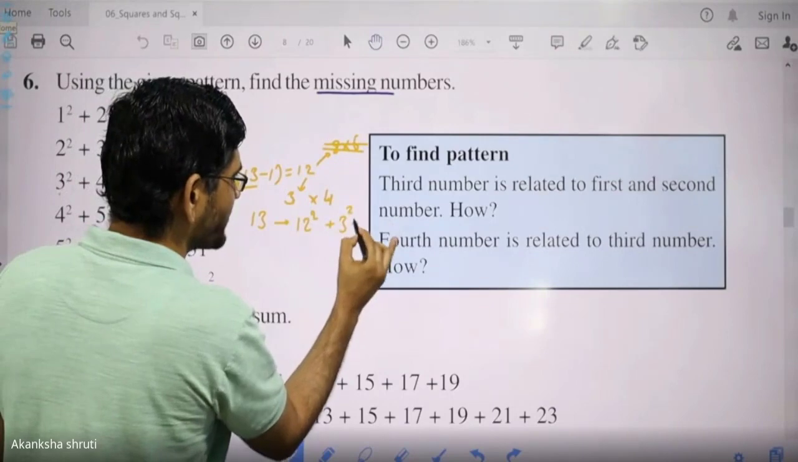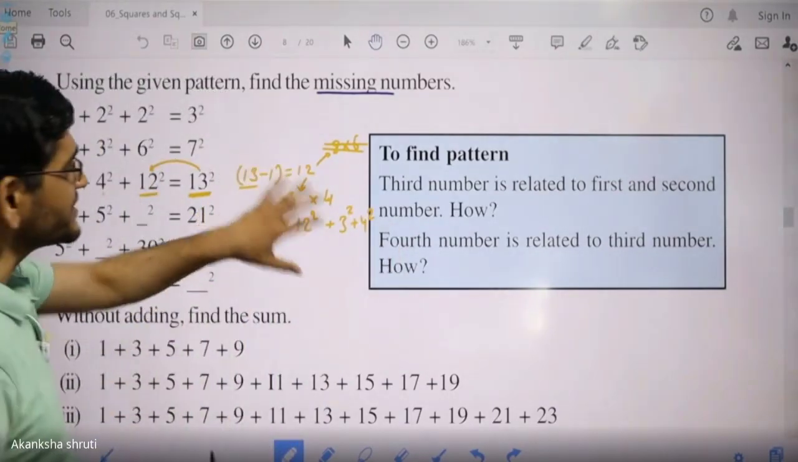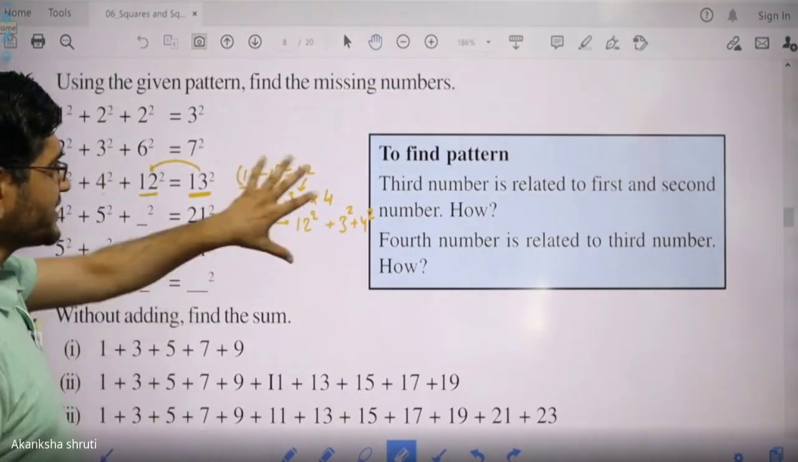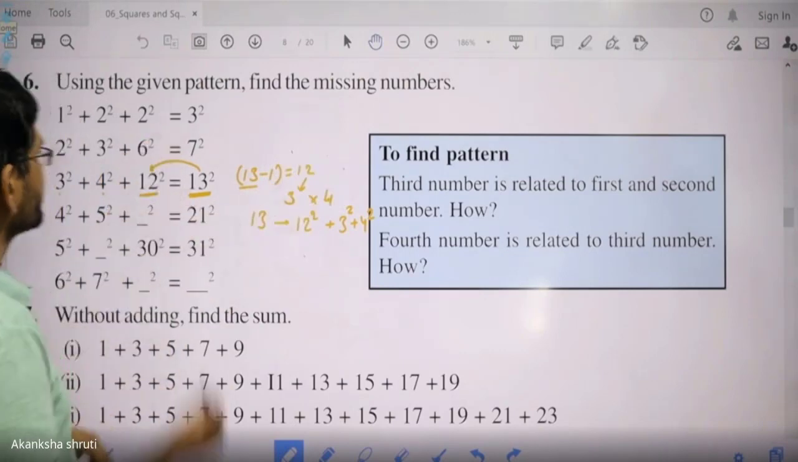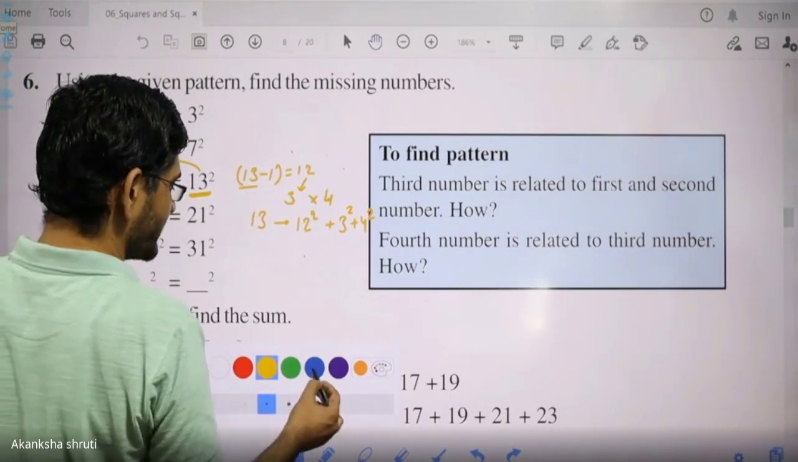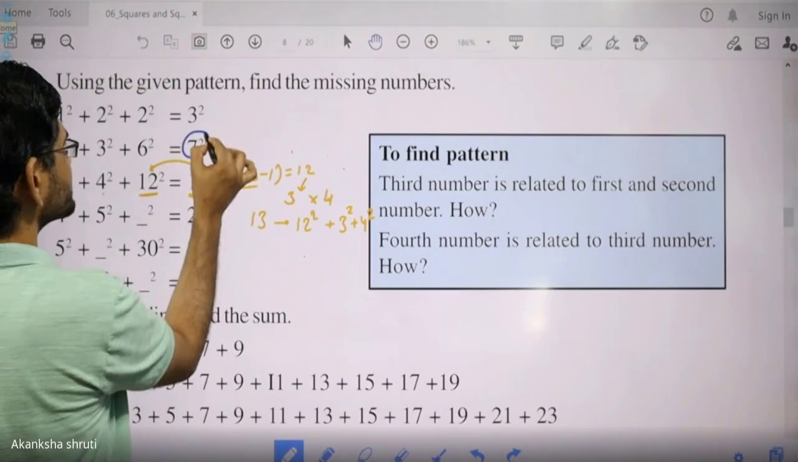So 3 square plus 4 square, or 4 square plus 3 square. Student, this is the formula, or the relation, that we have derived. But whether this relation is being followed for this one or not, we also need to verify. Students, for verification, let us now consider this 7.